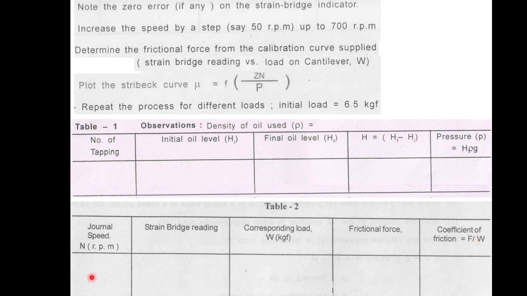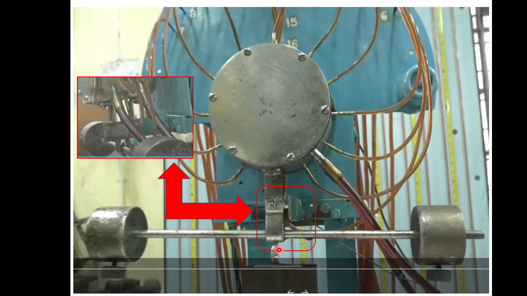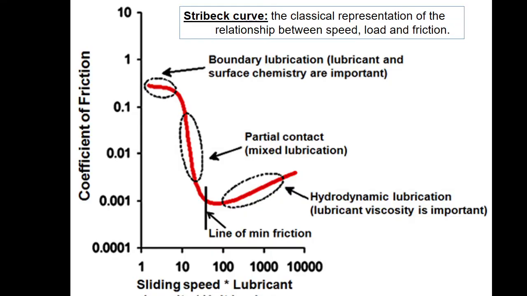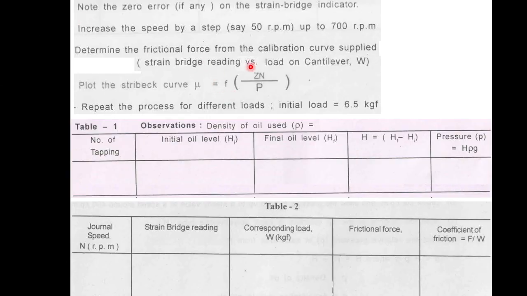So this thing you can repeat. For a particular weight, carry out this experiment, then change the weight. This weight means this one, this one. You can add another weight here. This is the loading arm. Change that weight, and you can get another set of this Stribeck curve, because what you have changed here is this P, the unit pressure. So this is the experiment that you have to carry out.